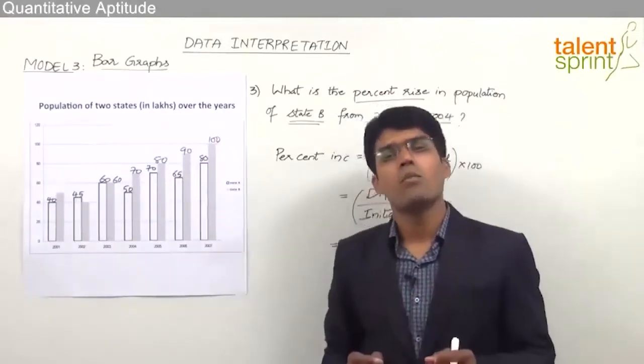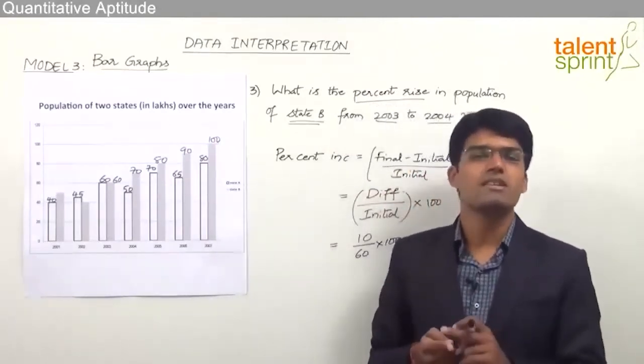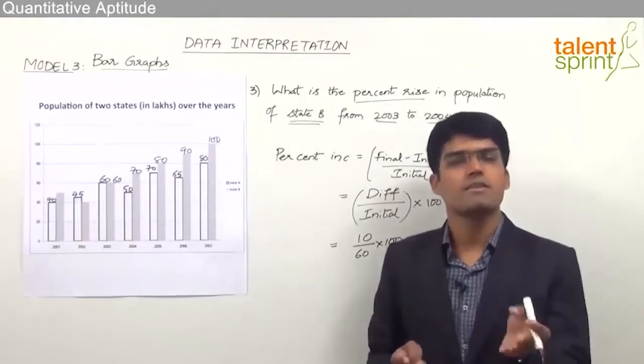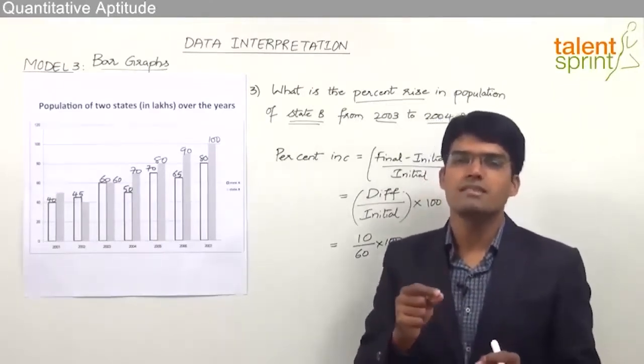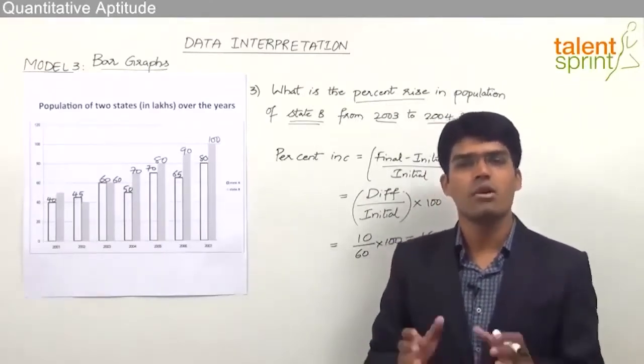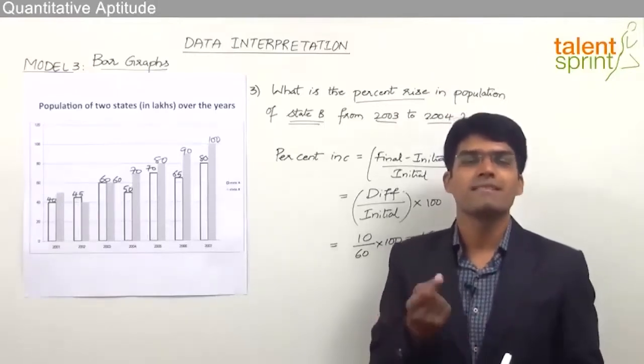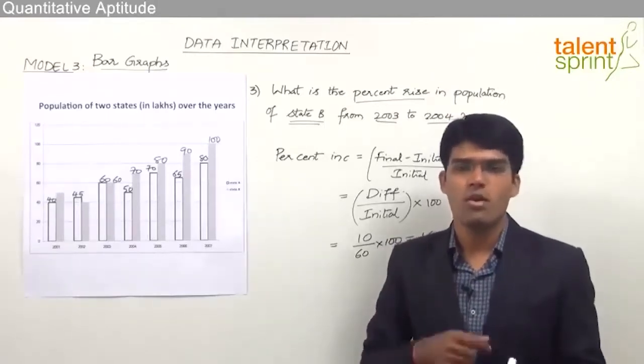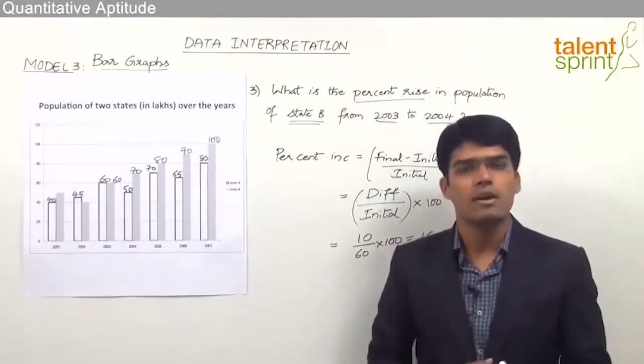So in this manner, whatever be the type of question, percentage change over the years, or percentage change for 2 given years, or percentage change of 1 year with respect to previous year, always it should be taken as final minus initial by initial into 100, or difference by initial value into 100.